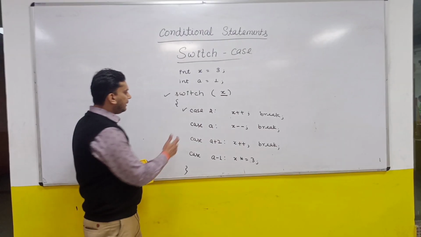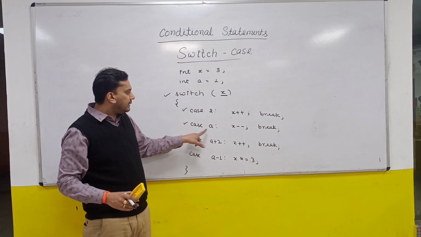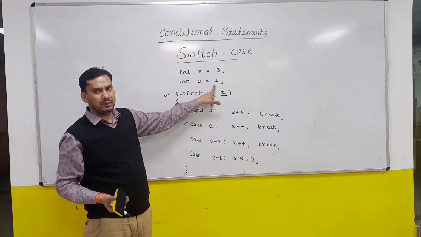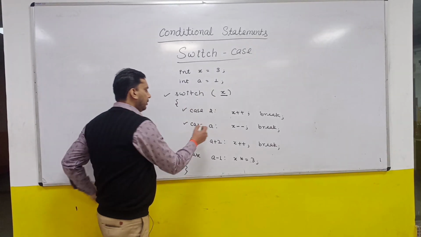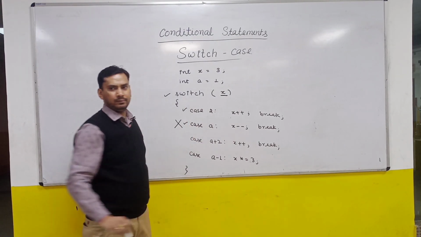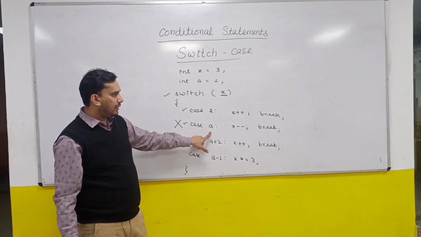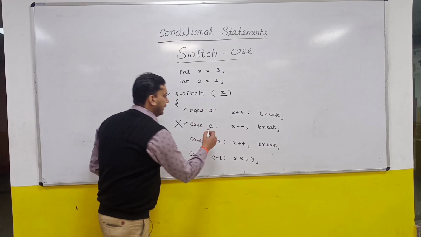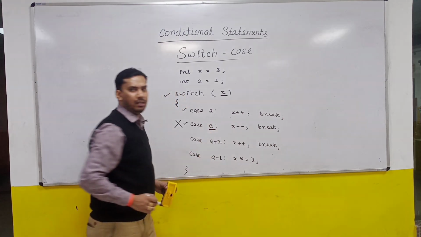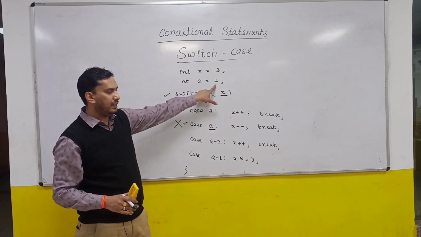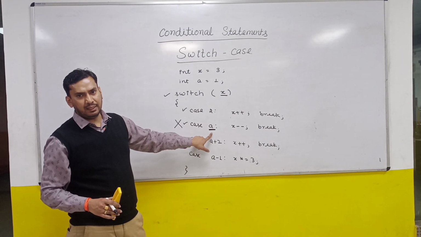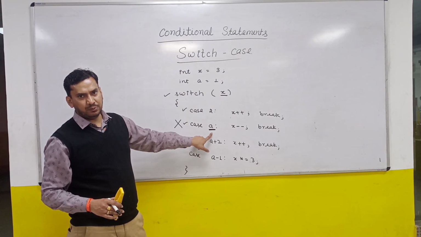Then I am going to case A. Now it is saying case A. What is A? A is an int type of variable. So this is not allowed because this A is a variable and case value cannot be a variable. You can see here int A is a variable. You are not supposed to use A here as a case value, right?